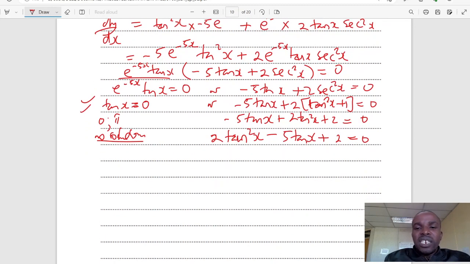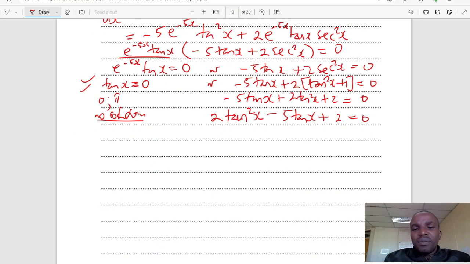But on this part, you can factorize. What are the factors? Two numbers that when you multiply, they give you 2 times 2, which is 4, and when you add, they give you negative 5. What are the numbers? It's minus 4 and minus 1. So it will be 2 tan squared x minus 4 tan x, then minus tan x plus 2, is equal to 0, like this.